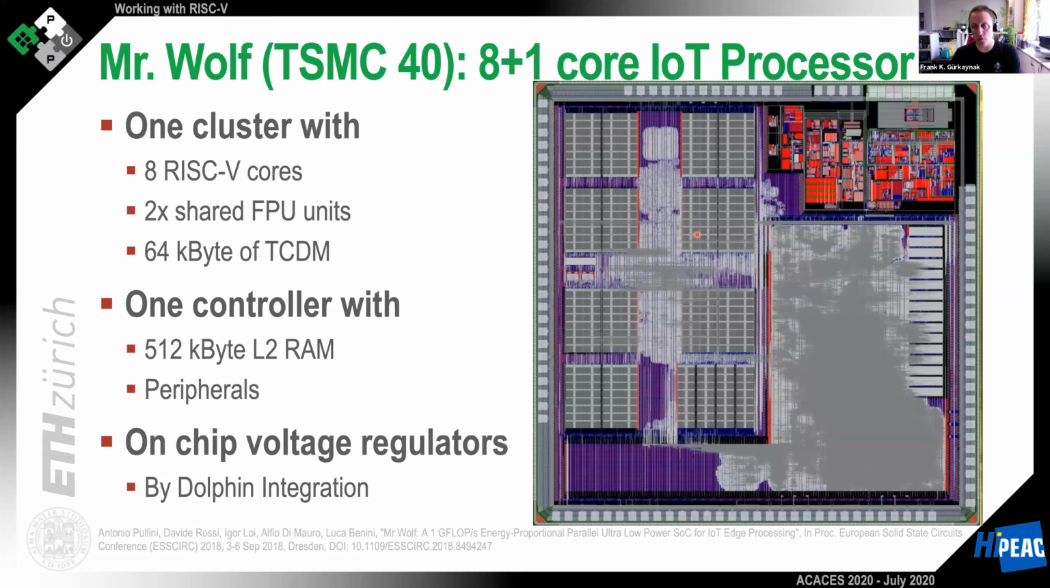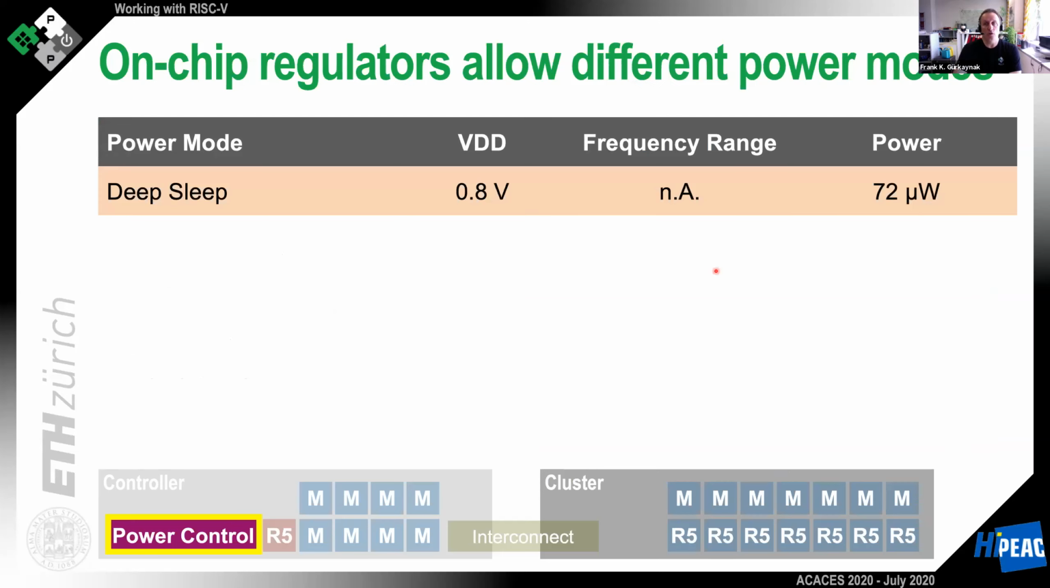So this is just to show you how it looks inside. You can clearly see the larger memory banks. Here are the TCDM memories, and here you see the analog IP for the voltage converters. So the on-chip regulators now allow us different power modes. At the bottom, I have still the controller and the cluster.